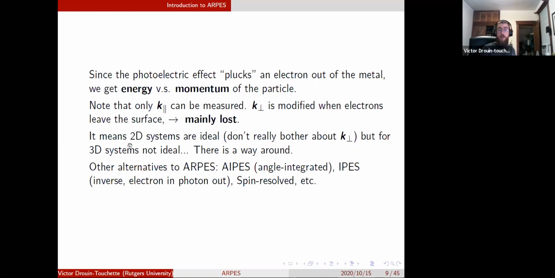In 2 dimensions, there's no need for a 3-dimensional vector, the momentum that is perpendicular to the surface. There's only an in-plane momentum, so you're going to be really good in 2D systems.